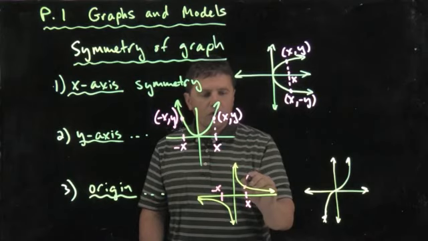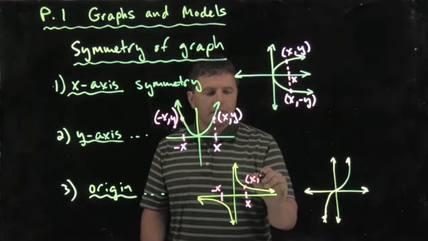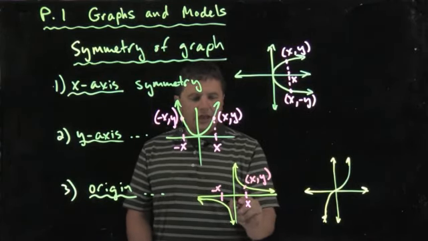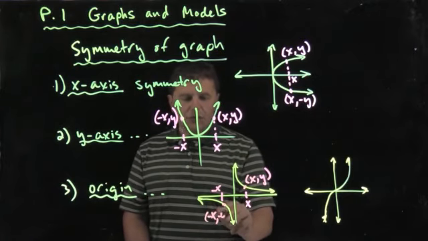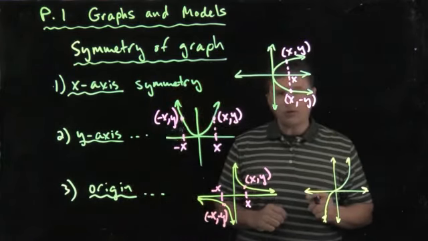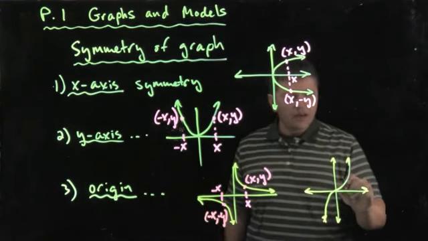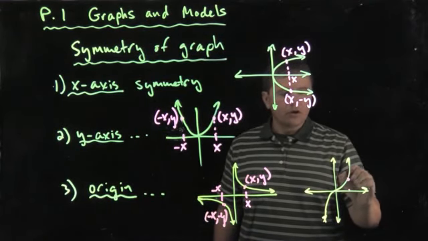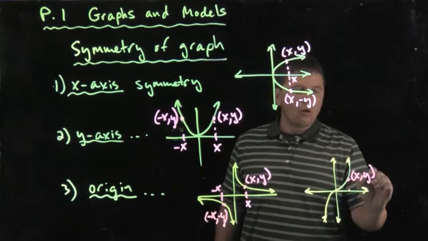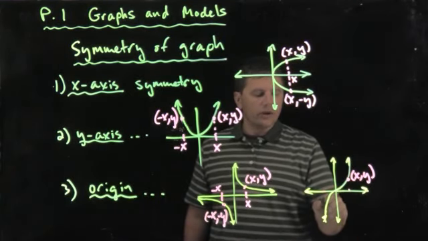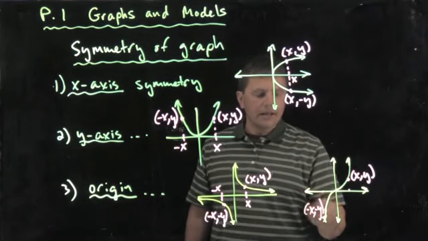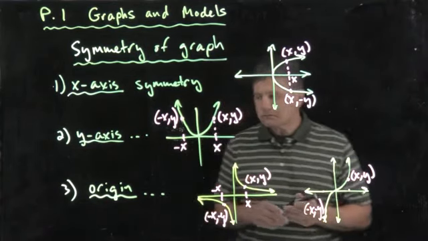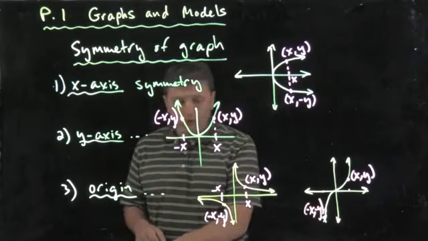So for instance, this point right here we would call x, y, and this point over here we'll call negative x, negative y. Okay? So that is symmetry to the origin.